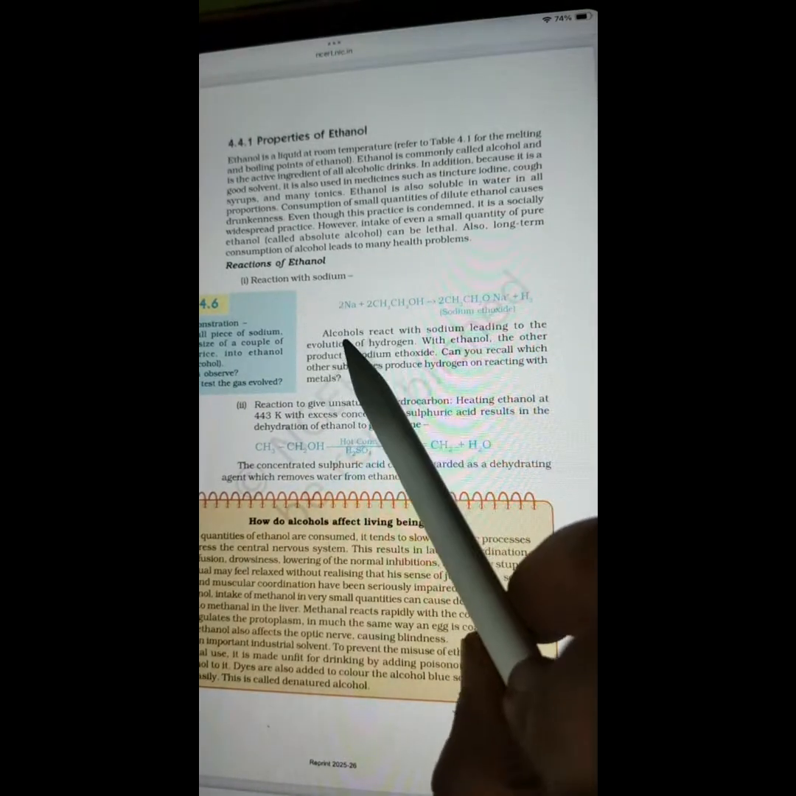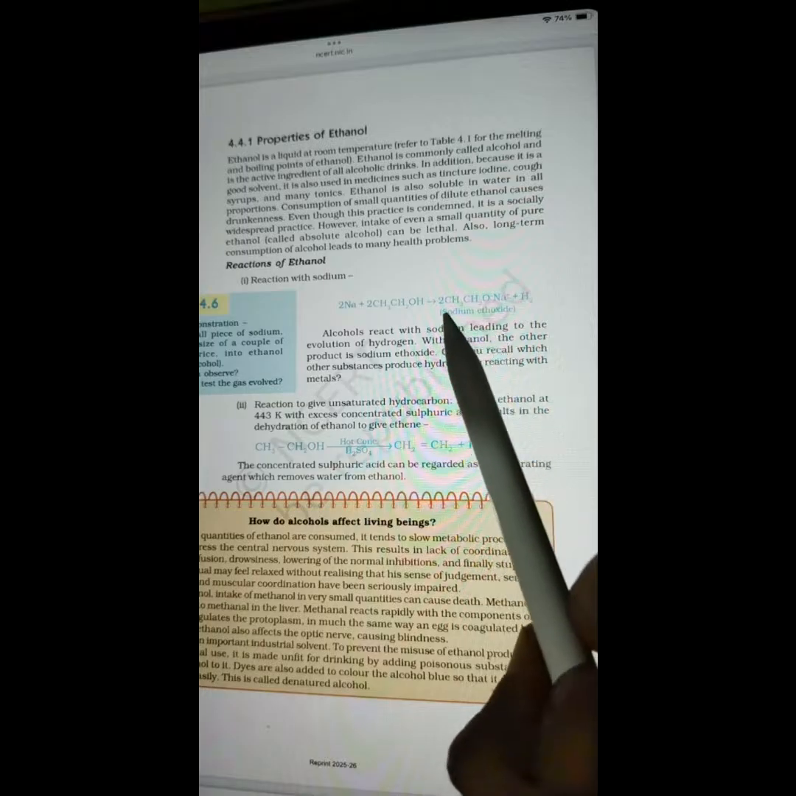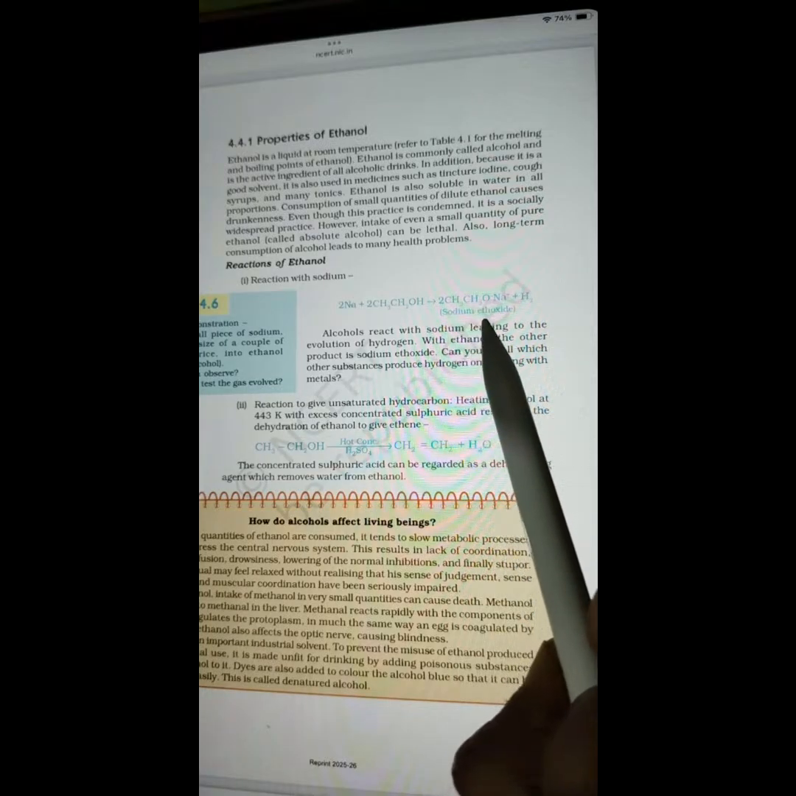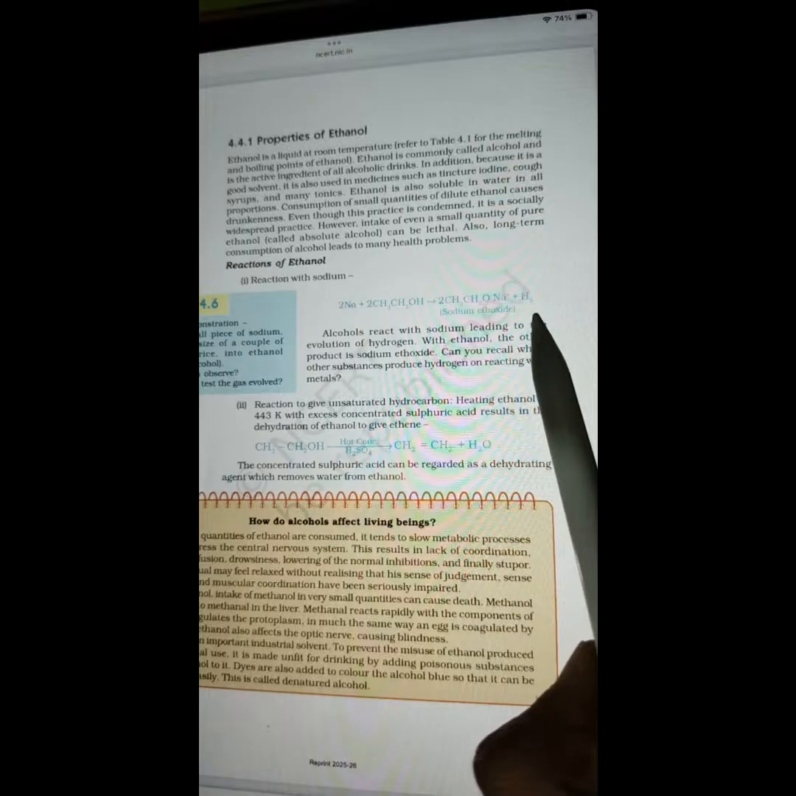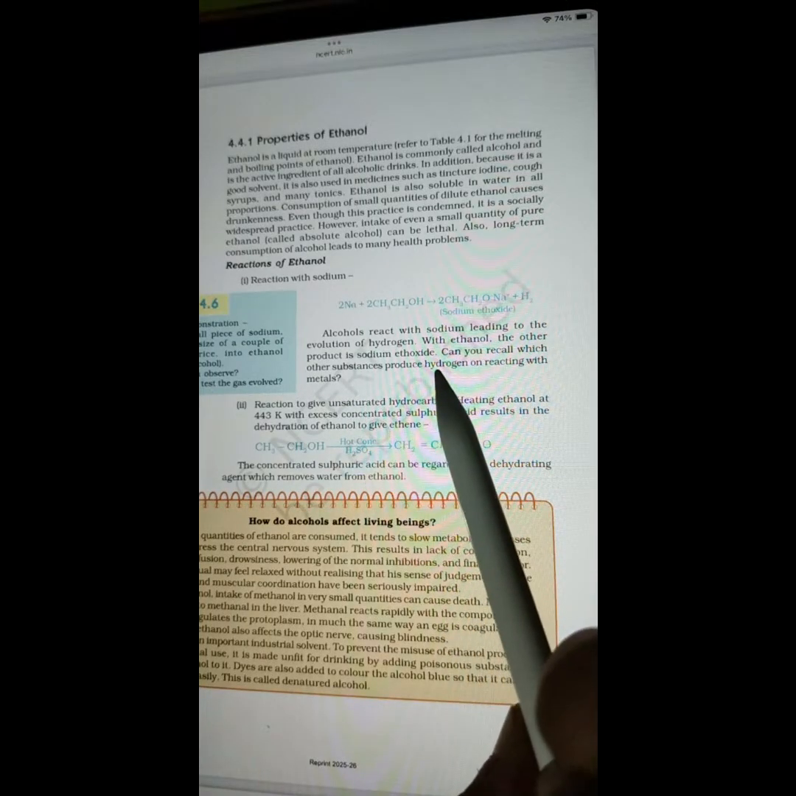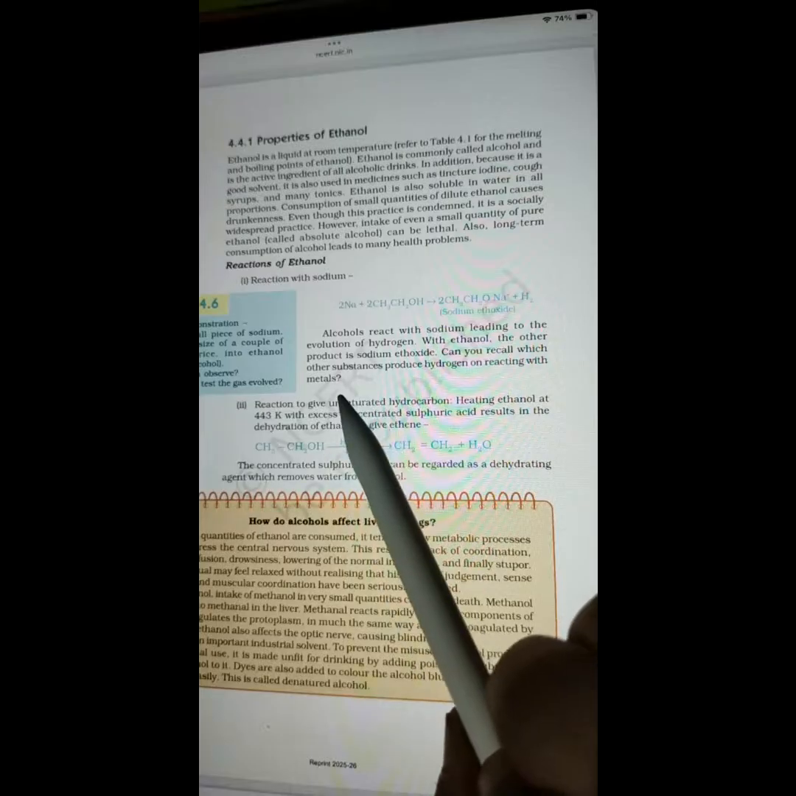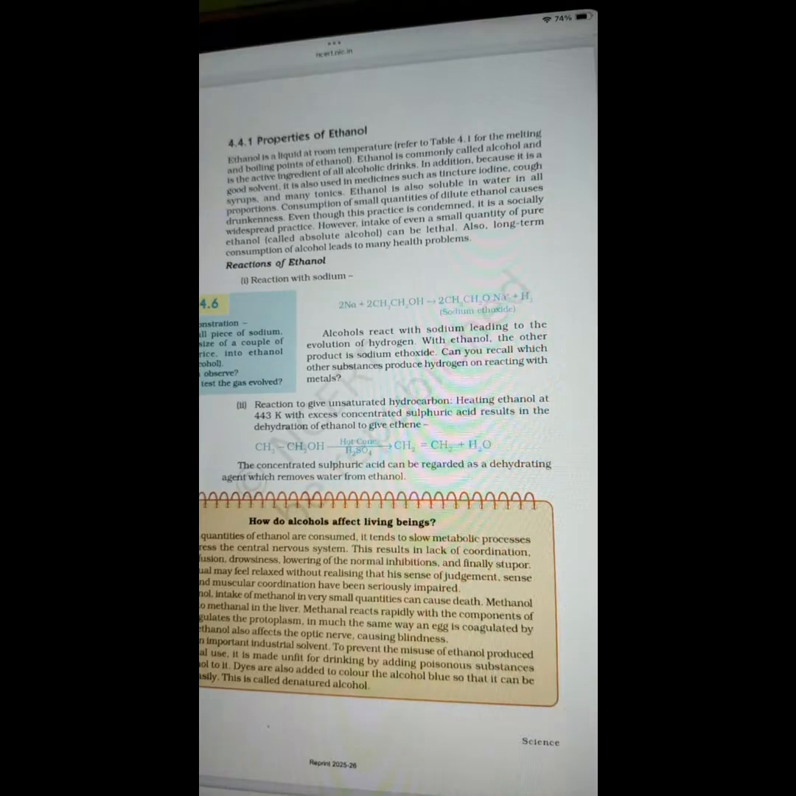So, the reaction of sodium; sodium is Na. When it is added to ethanol, ethanol and sodium get converted to sodium ethoxide. The chemical formula is CH3CH2ONa, plus hydrogen gas is evolved. So alcohols react with sodium leading to the evolution of hydrogen gas. With ethanol, the other product is sodium ethoxide. Can you recall which other substances produce hydrogen on reacting with metals?